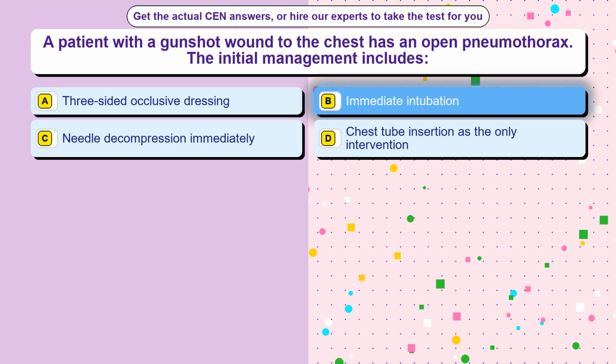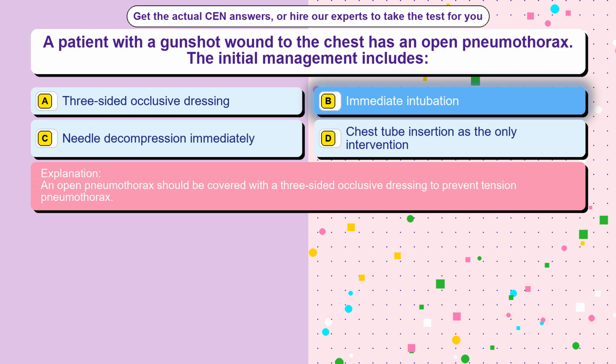The correct answer is option B. Immediate intubation. An open pneumothorax should be covered with a 3-sided occlusive dressing to prevent tension pneumothorax.